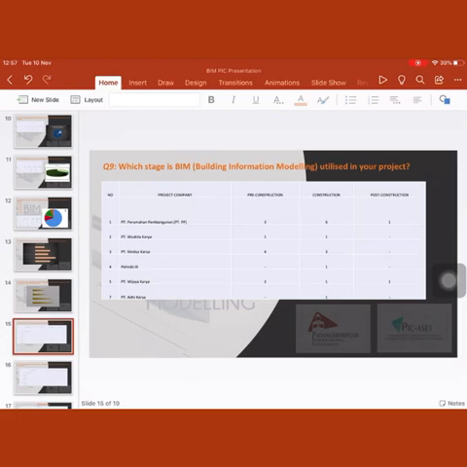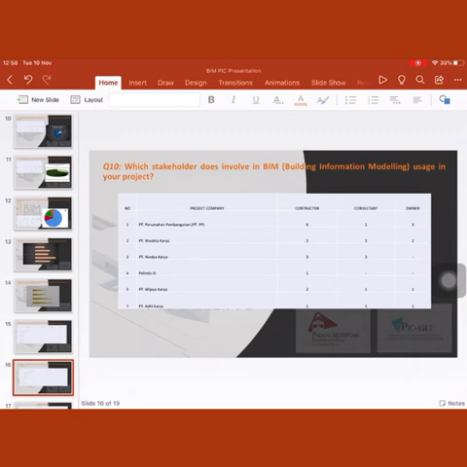Question number 9. Which stage is BIM utilized in your project? Based on this table, we can conclude that BIM is utilized by the company only in the construction stage or construction phase. And the last question is, which stakeholder is involved in BIM usage in your project? Since BIM is generally used by all stakeholders, we gave this question to the respondents, and from the answers, mostly the respondents answered that contractors use BIM in their projects rather than consultants and owners.